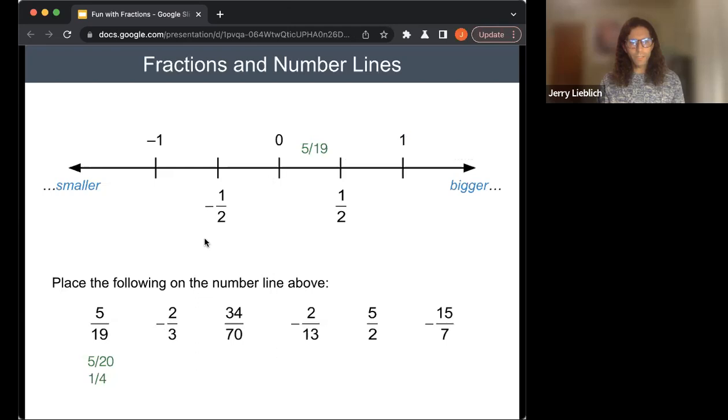-2/3. First of all, we're dealing with a negative. 2/3 less than 1/2. That's going to go about here. 34/70. That's right about 1/2. I'd put that like right there, just below it. -2/13. So it's negative, but it's pretty small. 5/2. That's more than 2. Somewhere up here. -15/7. That's less than -2.